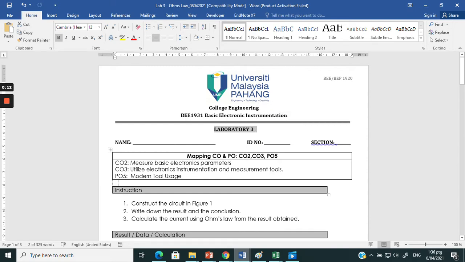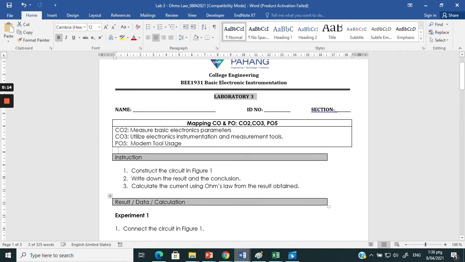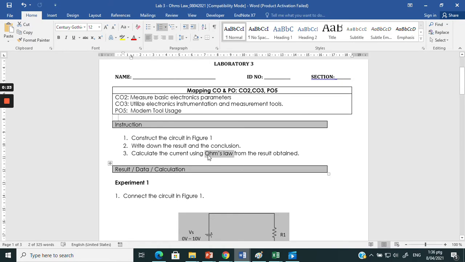Okay, so this time we are going to continue our lab session with laboratory number 3, which is about Ohm's Law. In this lab sheet, we are going to prove the calculation using Ohm's Law and compare it with the measurement. We should get the same value between calculation and measurement.